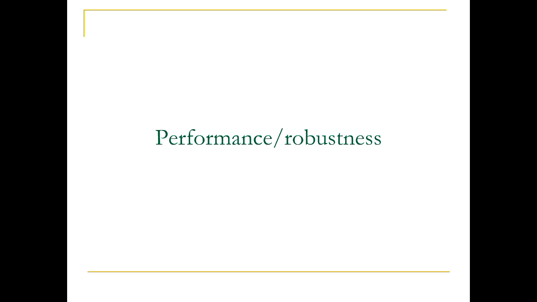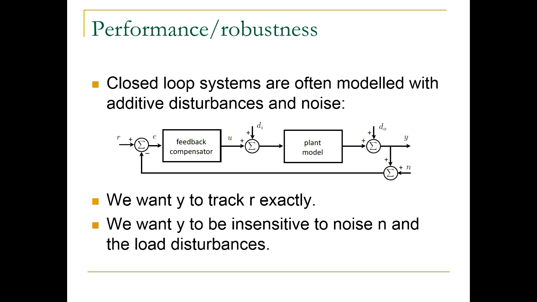Performance and robustness. Performance can be measured in different ways. But one possible way is to say, well, I want everything to still work pretty well if there are perturbations. That's robust performance. So I will give you here a typical block diagram for a control system, where I was more careful about different inputs that enter the system.